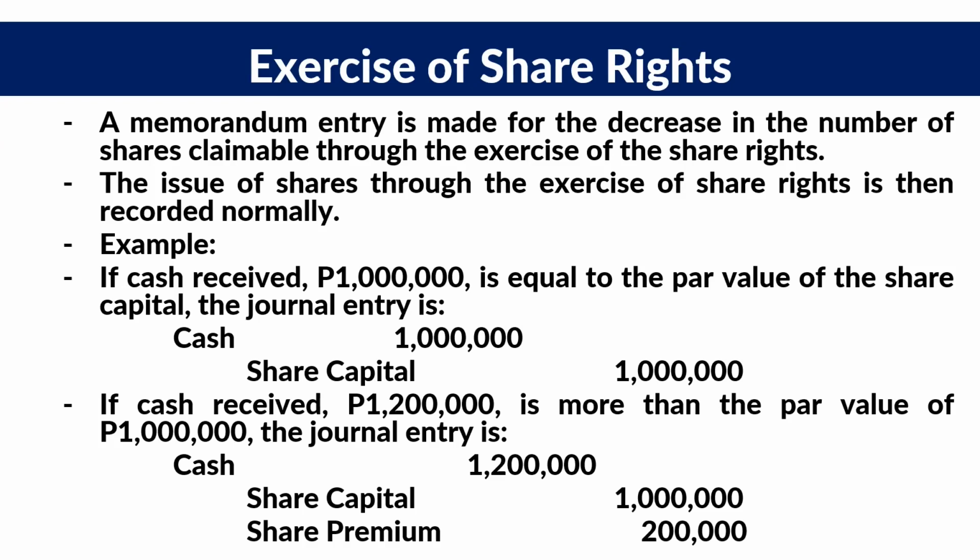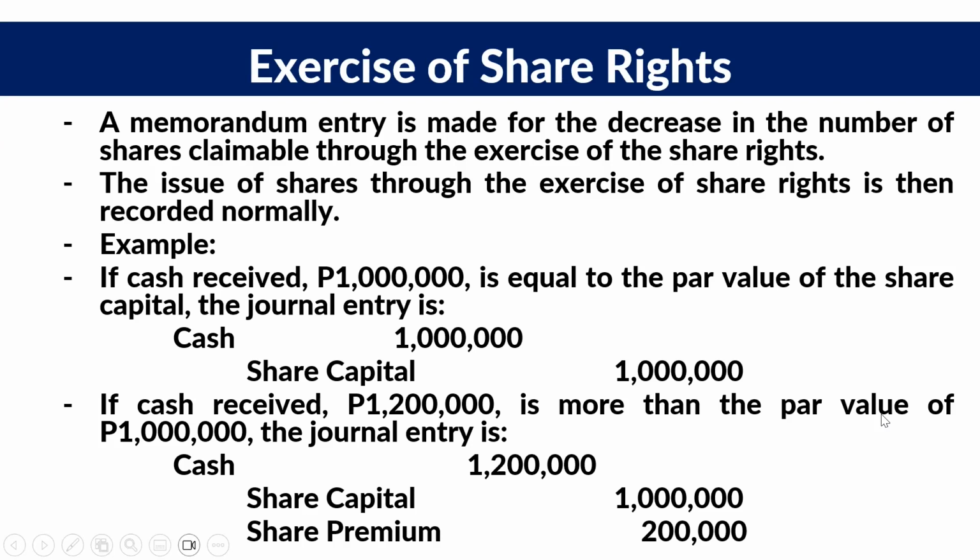So we have here an example. If cash received of 1 million is equal to the par value of the share capital, your entry would just be a debit to cash and credit to share capital. So what if he brings 1.2 million? So it's more than the par value.